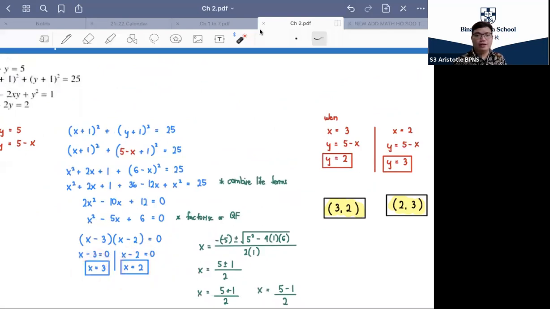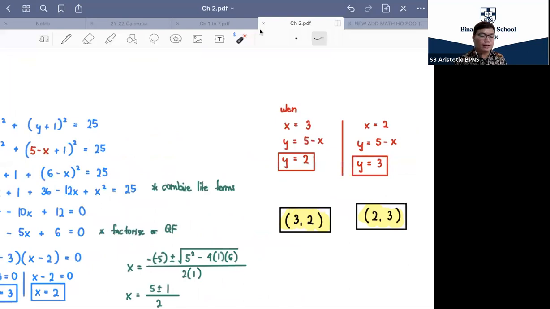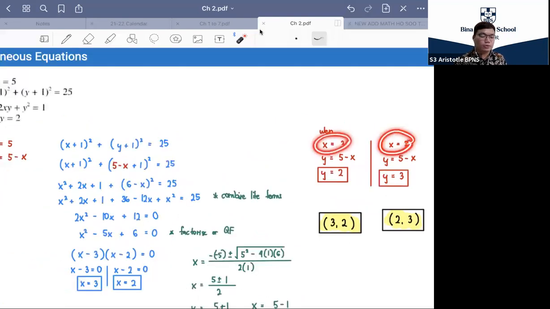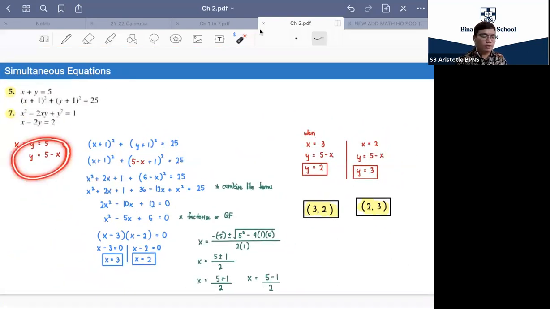So what are now the values of y? So when x is equal to 3 and equal to 2, so we use the same formula from the first one to get the value of y.